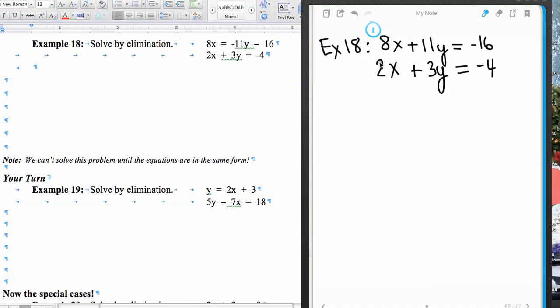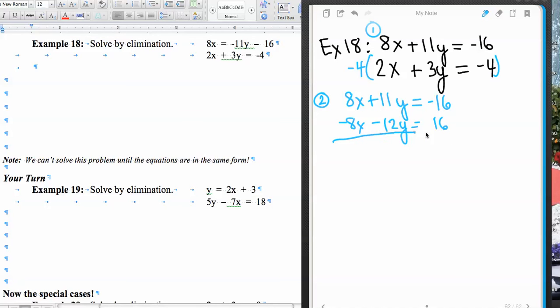So I need these things to be both 8s, right? So to get this one to be 8, I'm going to multiply by a 4. But I want them to be opposites, so when I add them, they go away. So I'm going to multiply by a -4. So in my second step here, I'm going to have 8x plus 11y copied down and equals -16. And then I'm going to multiply through. So I have a -8x, and then plus a -12y, and then that's equal to a +16.